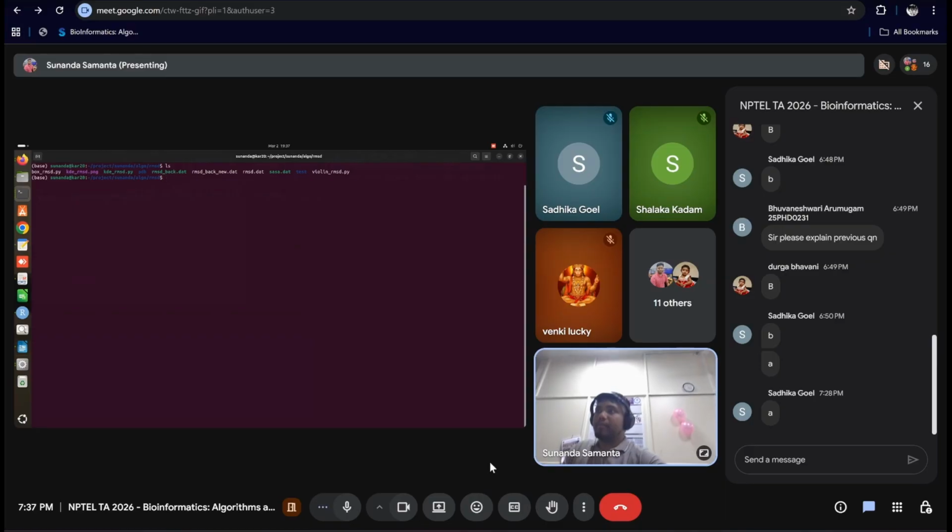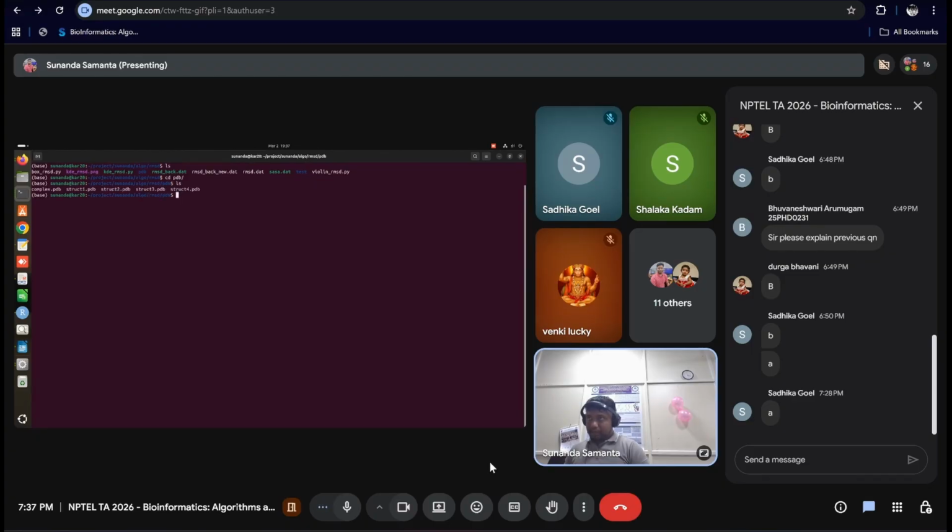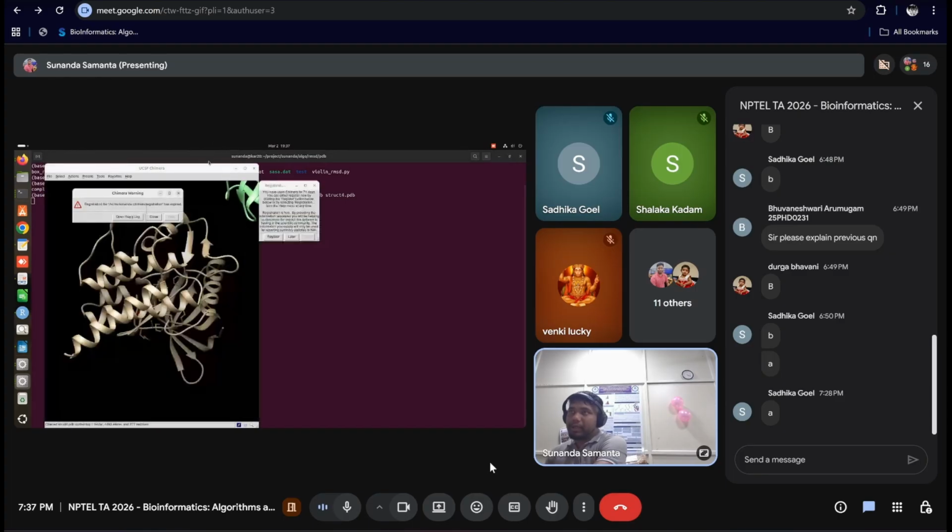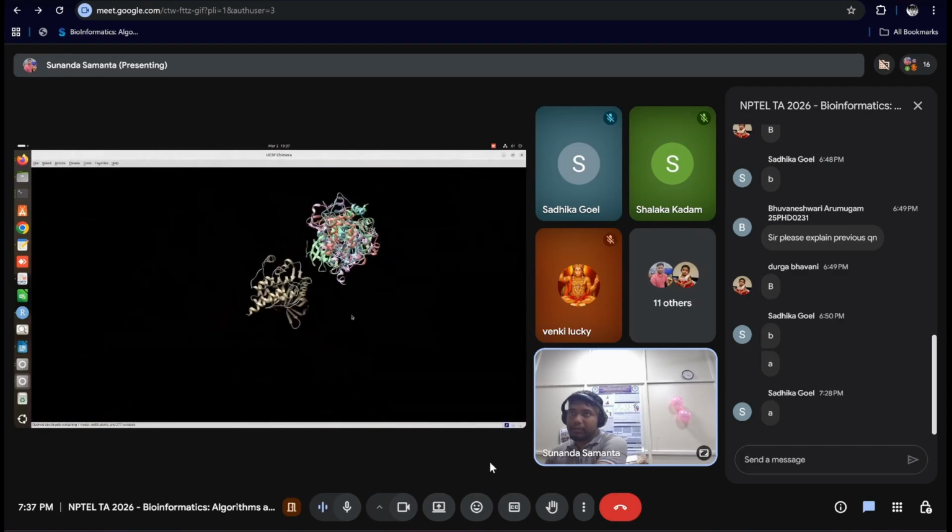The root mean square deviation, you can see it through Chimera also. For example, in this particular case, I just try to show you how to visualize structures using Chimera. Here we are trying to open up four or five different structures in Chimera all at once.